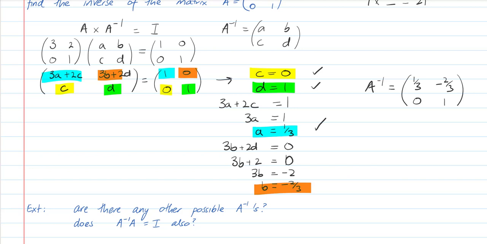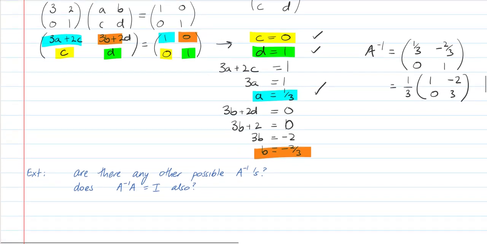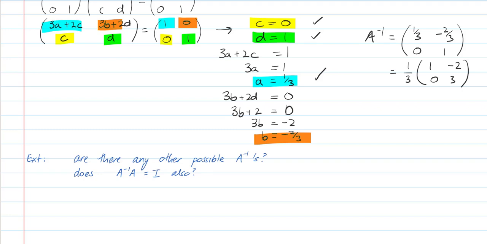Now this is interesting because I'm going to just do this quickly. That's equal to 1/3 times 1, minus 2, 0, 3. Now this form will become really important later on. You'll see it and I'll explain what it is, but for now I'm just going to put it up there and show you, so you can refer back to this example if you want. Just before we finish the video though, extension: are there any other possible values for A inverse?